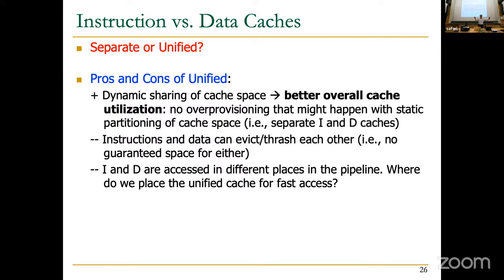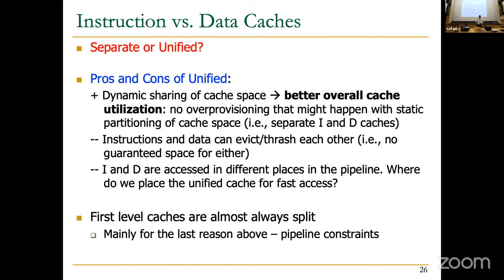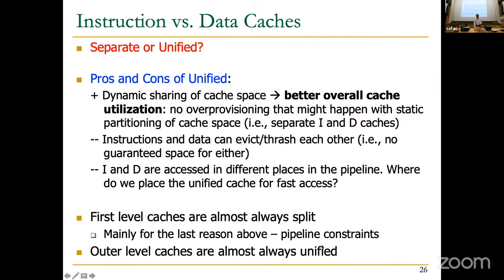So that makes a lot of sense to have separate instruction and data caches so that you can have fast access integrated into the pipeline stage where you actually need to fetch the data. And this is the main reason why instruction and data caches are separate in modern processors. So basically, because of the pipeline constraints, first level caches are almost always separated, but outer level caches are almost always unified. So L2 cache, there's no separation between instruction and data. In your management policy, you can actually take into account instruction versus data, but that's a different question.